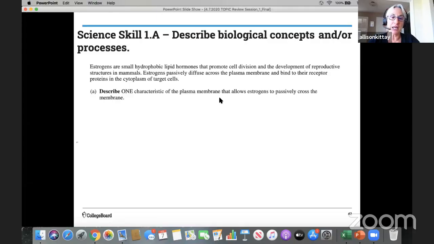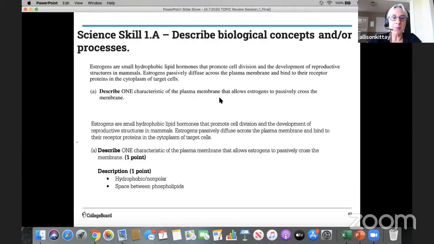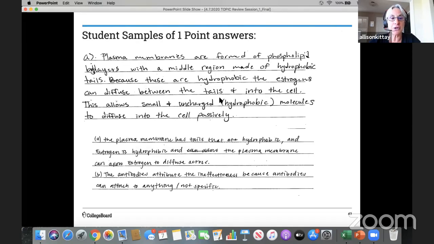So you need to understand about the plasma membrane, and you need to understand about estrogens, which are lipids, right? Because estrogens are nonpolar, they slip right through the spaces between the phospholipid fatty acid tails, which are also nonpolar, so they enter easily. And then just to show you an award-winning full credit student answer, let's look at the top one.